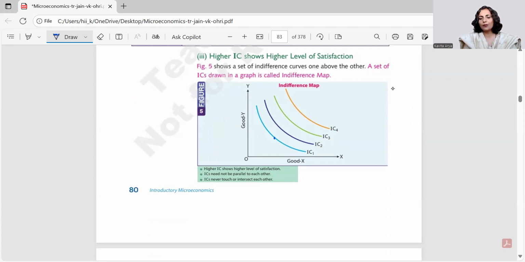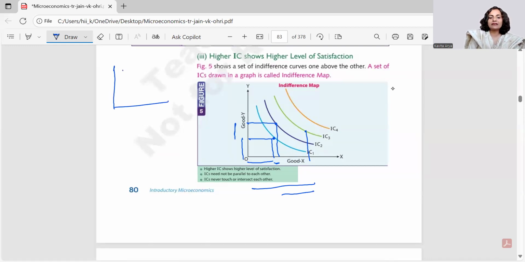You may take any point anywhere. If you want to take it here, or here, you just see. This is giving me this combination of y and x. But if I take this point on the higher IC, what do I get? I would definitely have extra either on x or on y or on both. So I have this much extra of y and this much extra of x, right? And in this higher combination, we are getting more of x, all the way more.